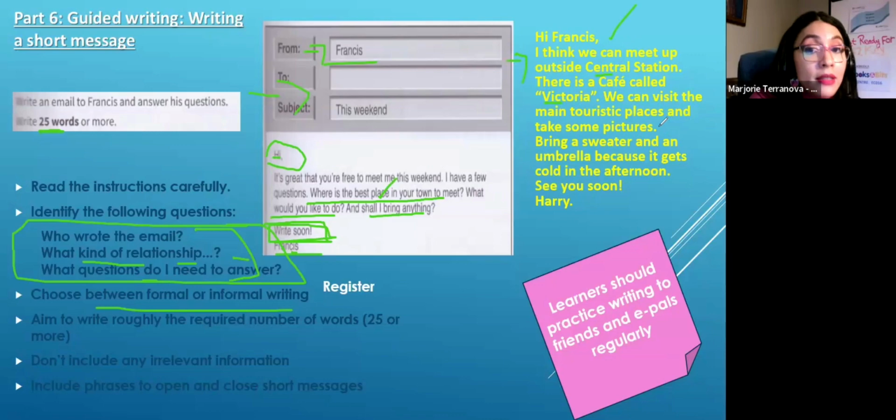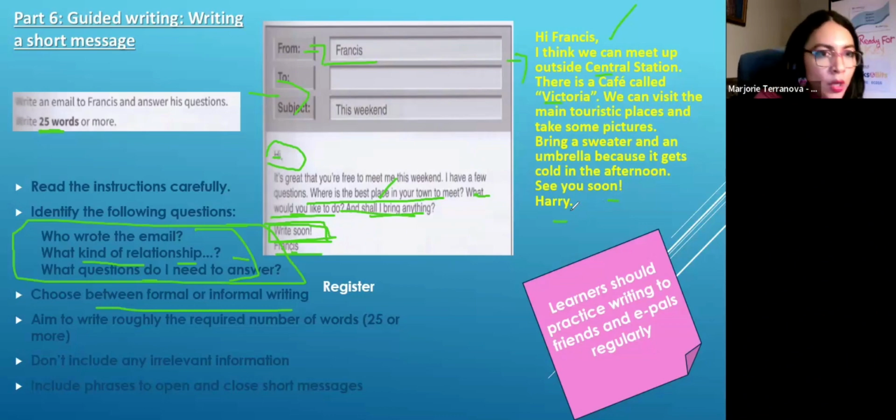We can visit the main touristic places and take some pictures. Okay, I have already answered my second question. Bring a sweater and an umbrella because it gets cold in the afternoon. I answer my third question, and then see you soon, Harry. That's all, right? Do your students have to count the words?